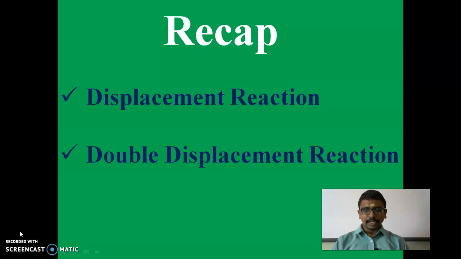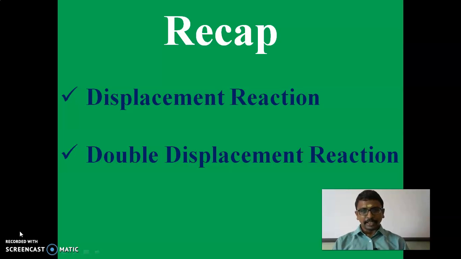So what is the displacement reaction, children? There are two reactants. In that, one is an element and the other is a compound. In that compound, one element is least reactive, and the other element is more reactive. That more reactive element will displace the less reactive element, and from that it will form a new product. That is known as displacement reaction.